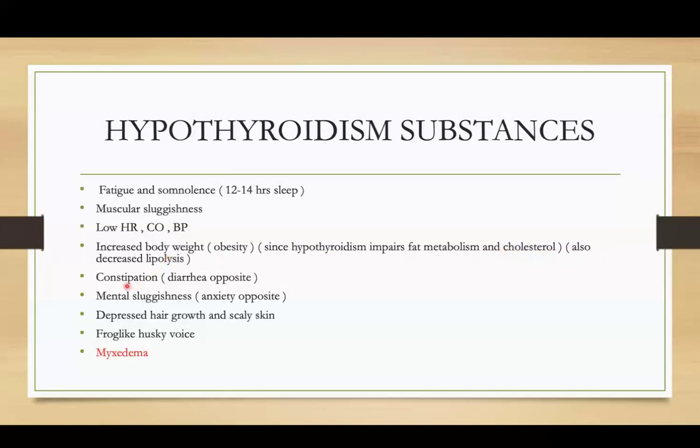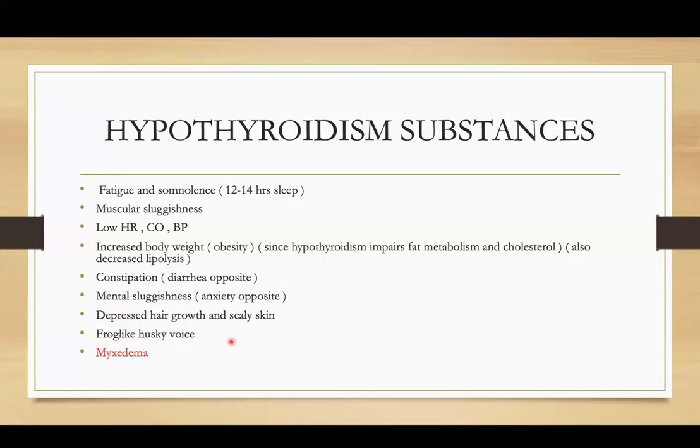Constipation, which is the opposite of diarrhea. Mental sluggishness, which is the opposite of anxiety. Anxiety is like overthinking. Sluggishness is thinking less. You're going to have depressed hair growth and scaly skin. This is why when you have someone with hair fall, one of the first tests that you do as a dermatologist is to check for the thyroid hormones because they're needed for hair growth and needed for smooth skin, right? So someone that has a lack of thyroid is going to have depressed hair growth and scaly skin.